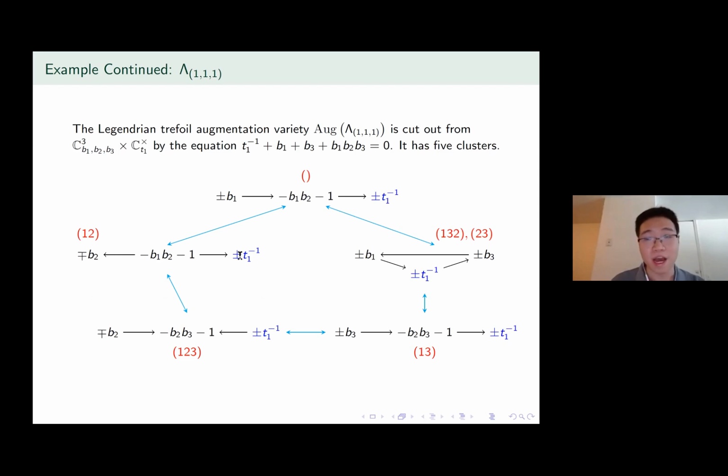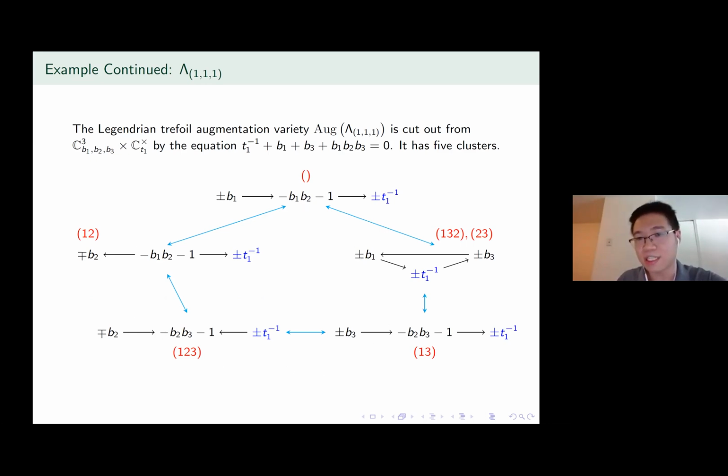Okay, and here are the 5 clusters. So if you mutate, you get exactly this many. And if you recall, this braid is of length 3, so the permutation group has 6 permutations. So what happened? Why do you have only 5 clusters?